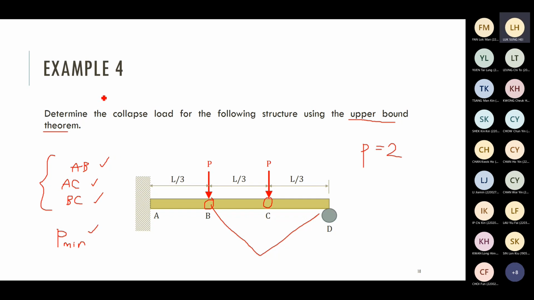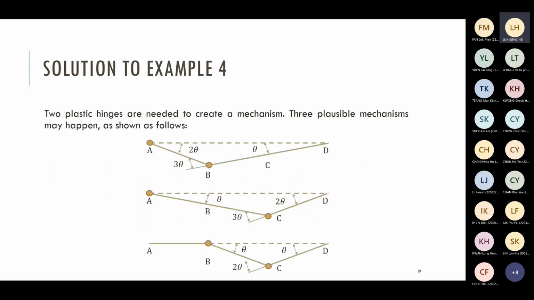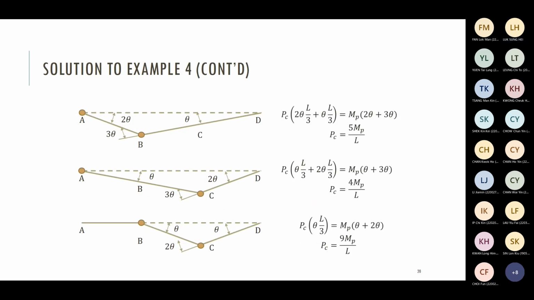So this is the idea of this example 4. You have to try different combinations. When we take a look at the solution, you can see that 2 plastic hinges are sufficient to make the structure collapse. But we have different combinations. So we have 3 combinations: AB, AC, and BC. You have to try all 3 combinations.